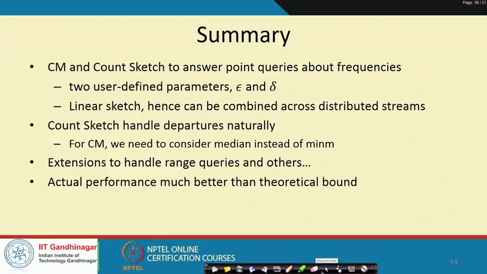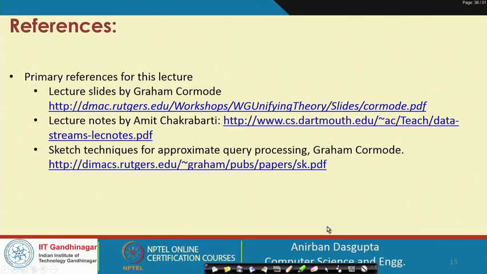Okay. So, again just the same set of references for this lecture, which are the lecture slides by Graham, as well as the lecture notes by Amit and Graham.